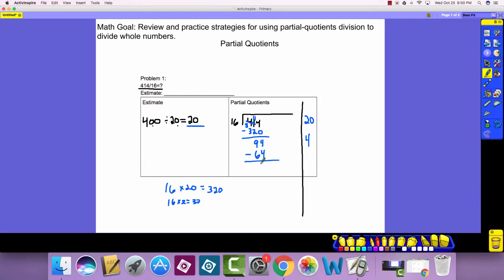And now I'm going to subtract 94 minus 64. Well, 4 minus 4 is 0. 9 minus 6 is 3. So now I have 30 left. Pause the video and get that step down.